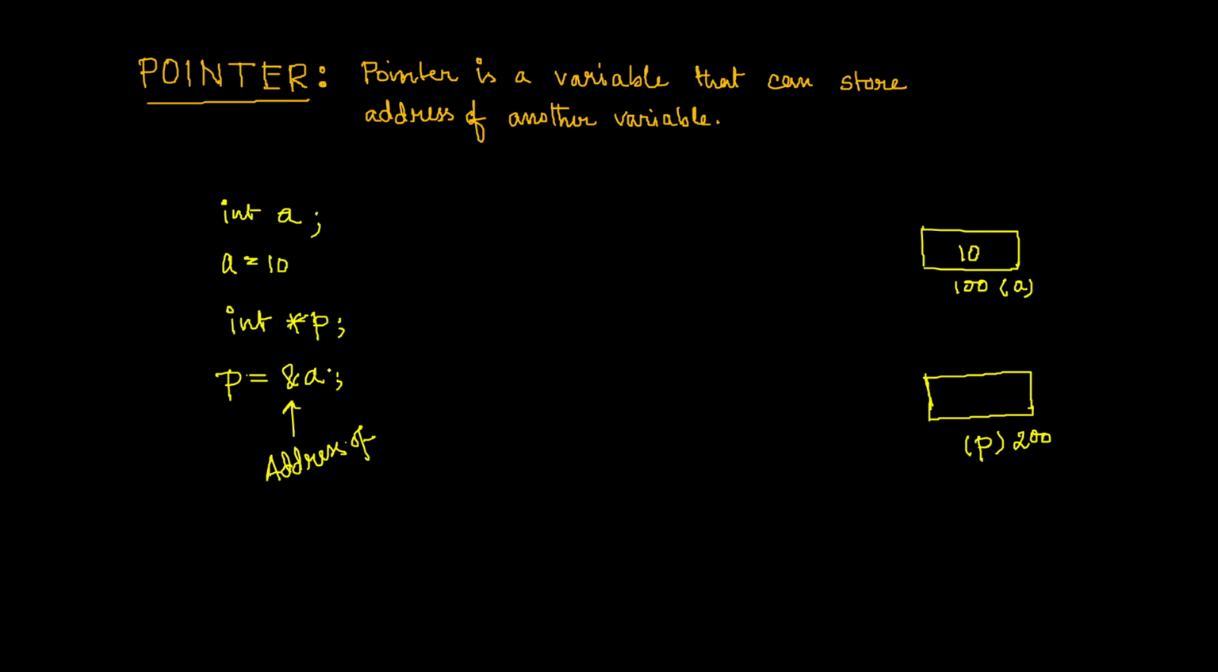So what will happen? This address of a will get stored, and the address of a, at least according to the present assumption, is 100. So this 100 will get stored in this pointer variable p, and because of this, what will happen? Since p contains this address 100, p can control the content present in this address.